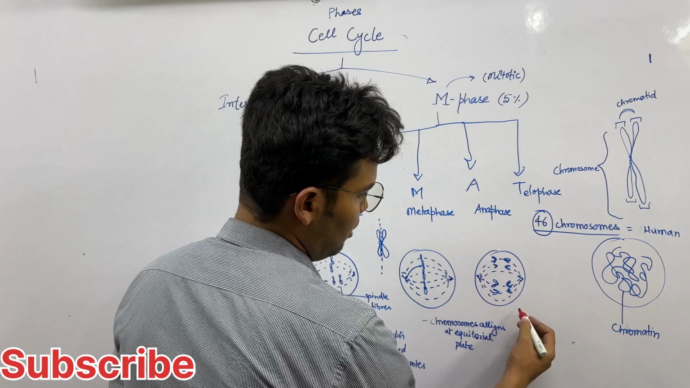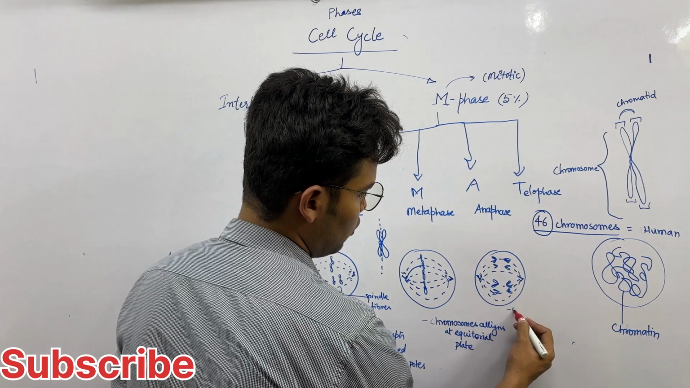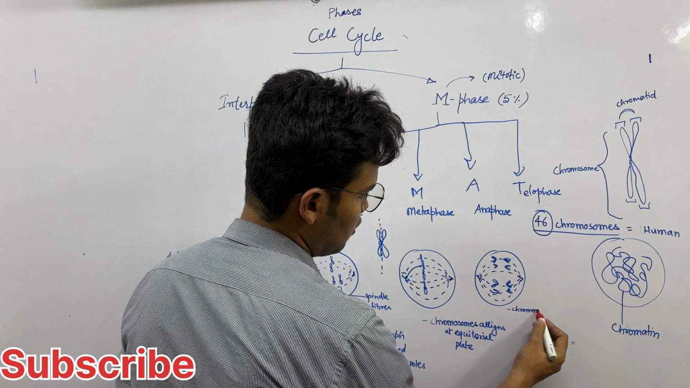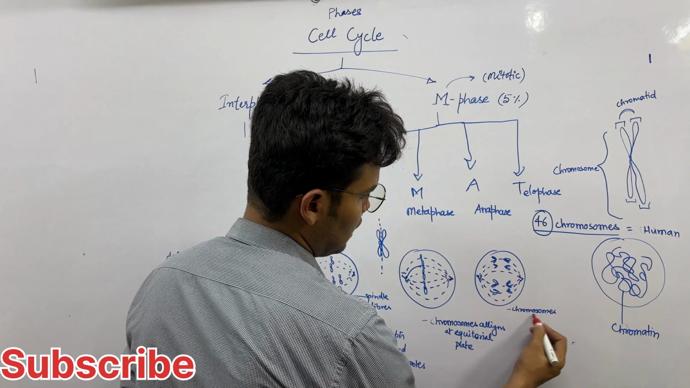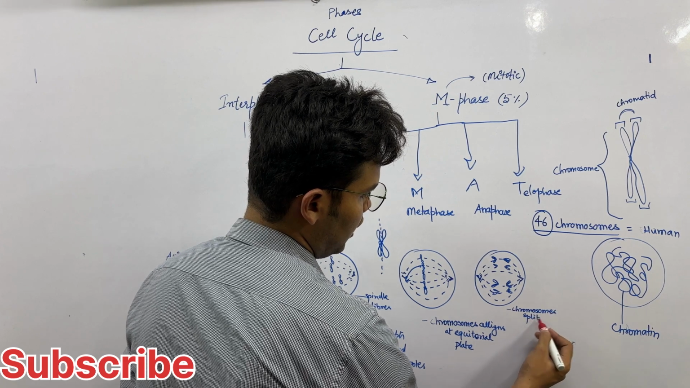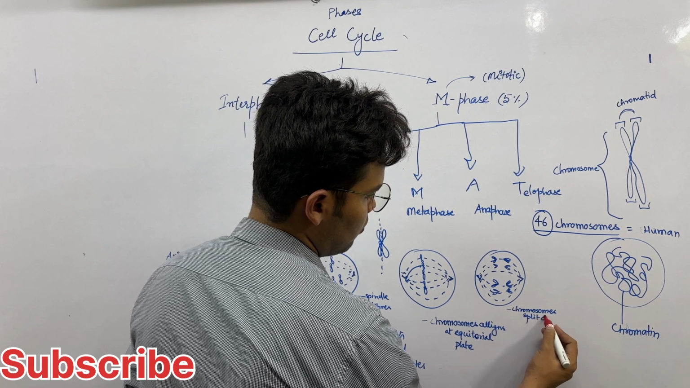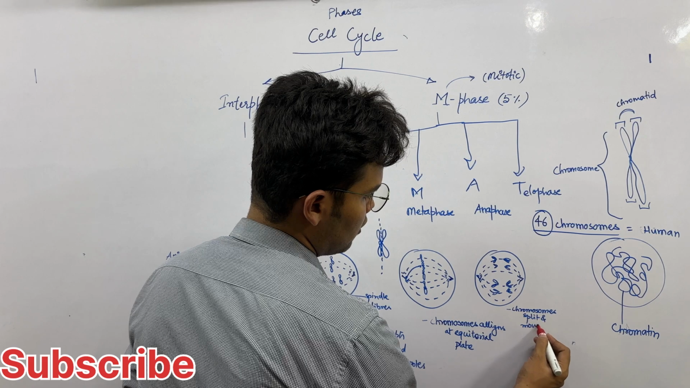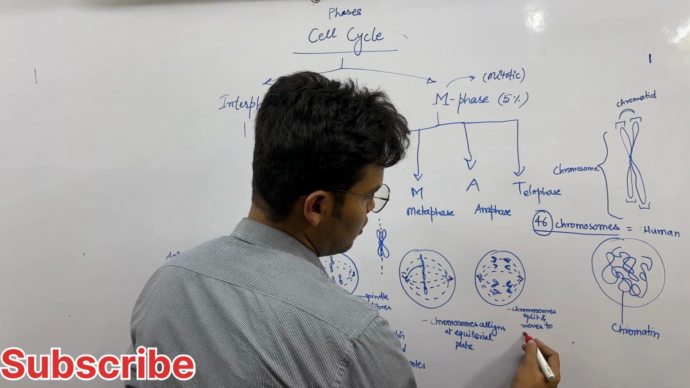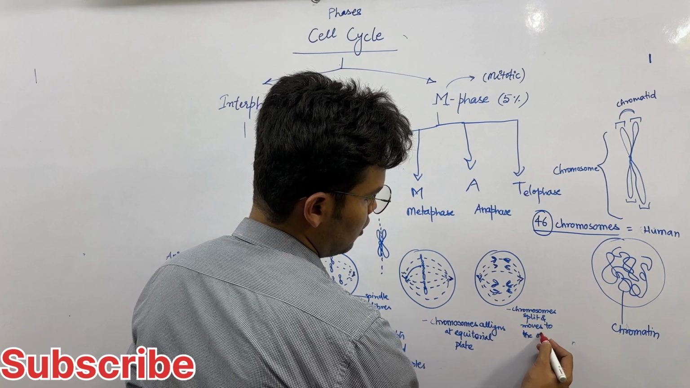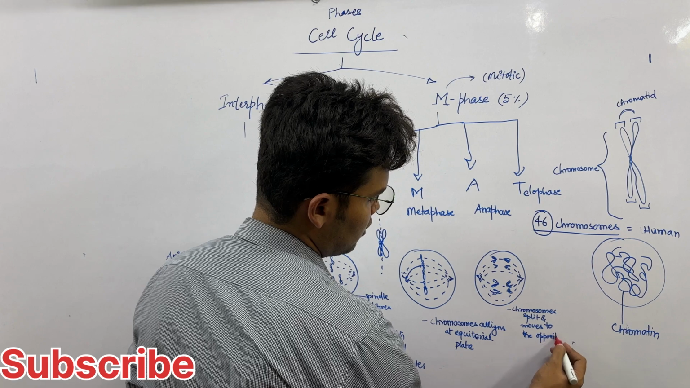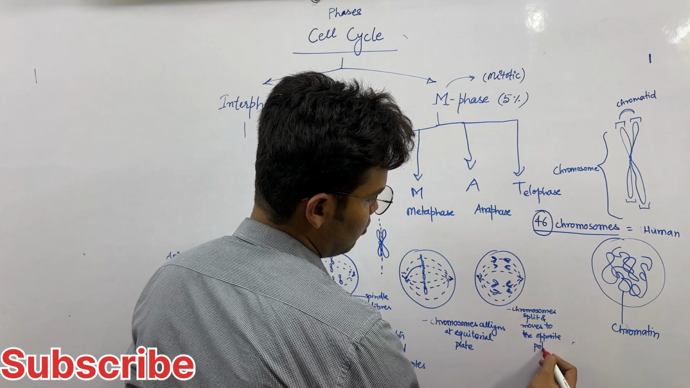So in case of anaphase, the chromosomes split and move to the opposite poles.